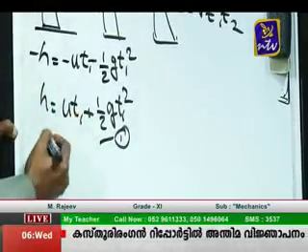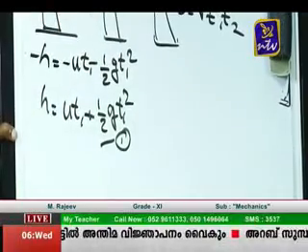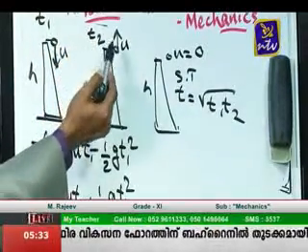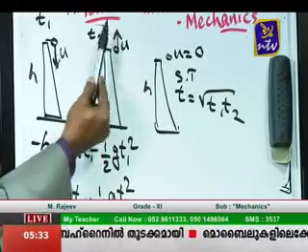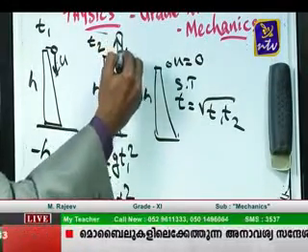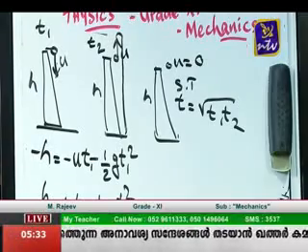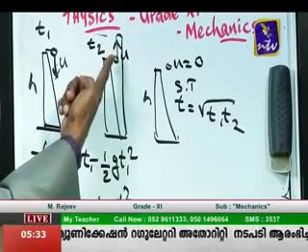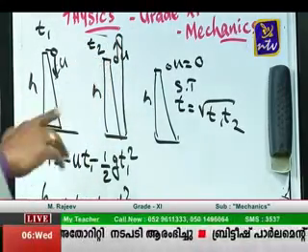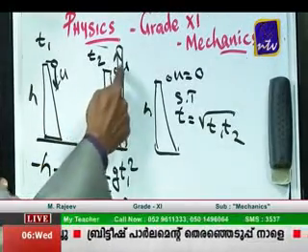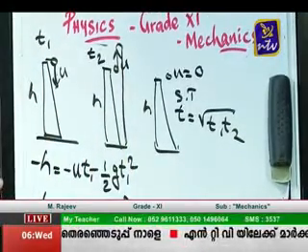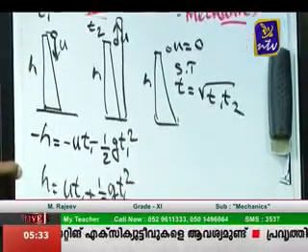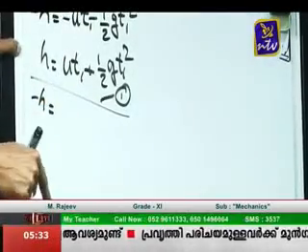Then the next one. Look at the second situation, the second case. Think of this object being thrown up, going up, and then coming down. What will be the actual displacement? From here it goes up and comes back to the same point, so displacement becomes 0. After that, only h is there, and that too downwards. So we write the displacement as minus h for the second case, because downwards.